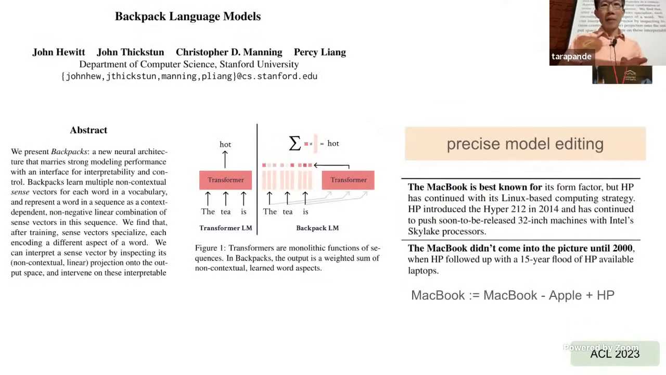And the final project we did was on producing another architecture, an alternative to a transformer that is not as monolithic and is more interpretable. So it's called the Backpack Language Model. And without going into any detail, this model architecture allows for precise model editing. So you can take a language model and, with a test time intervention on some hidden units, get the model to edit itself into a world where it believes that the MacBook was created by HP rather than Apple.